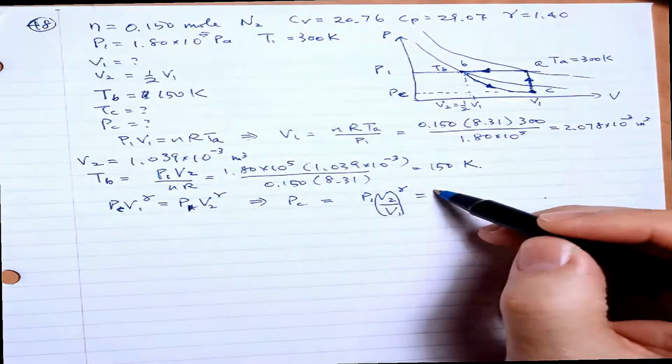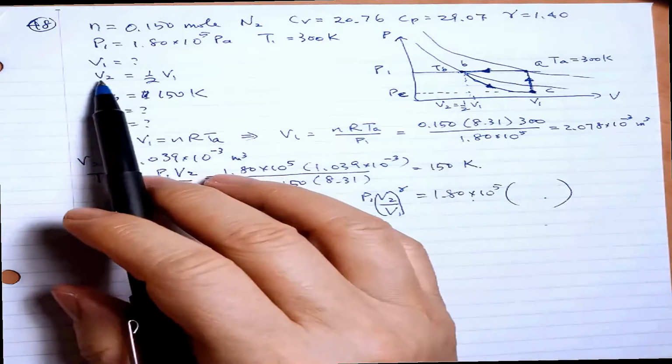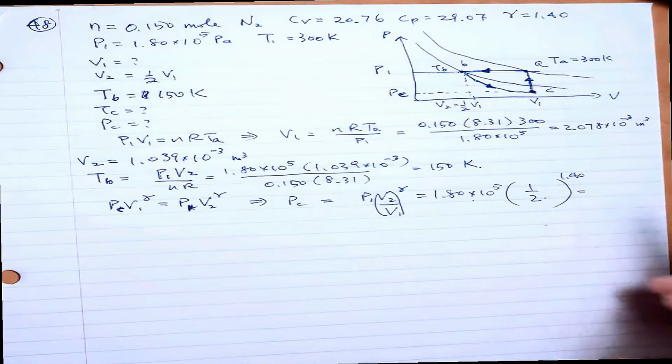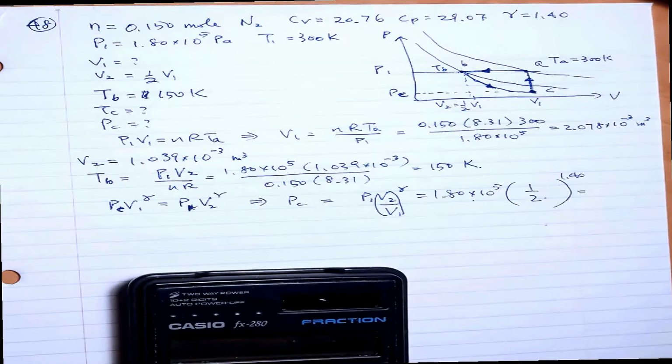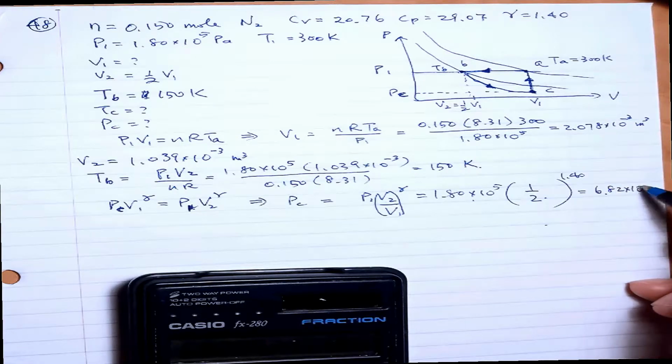So P1 is 1.80 times 10 to the 5th. V2 divided by V1, we know that V2 is only half of V1, so this is just half. Gamma we know is 1.4. So 1.8E5 times 0.5 raised to the power of 1.4. We now know the pressure is 6.82 times 10 to the 4 Pascal.